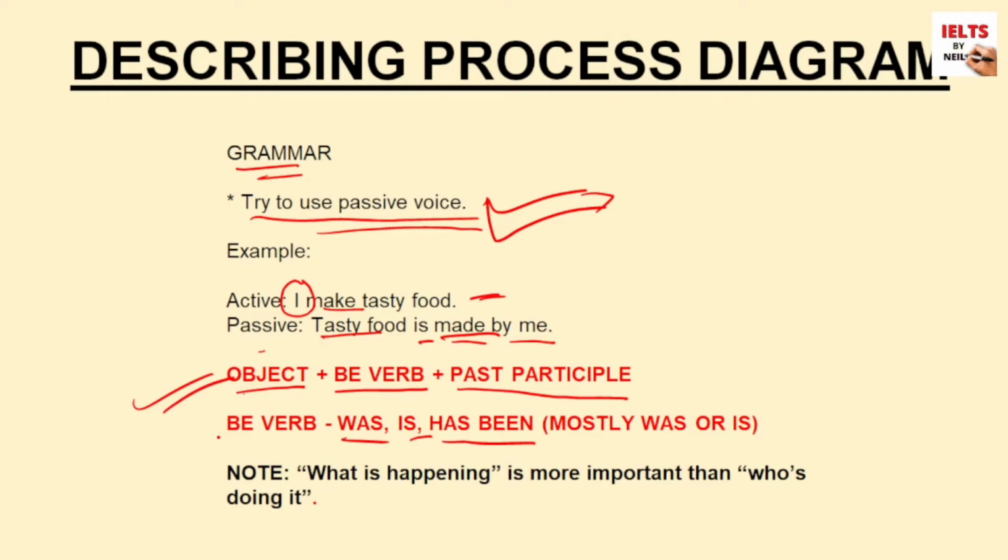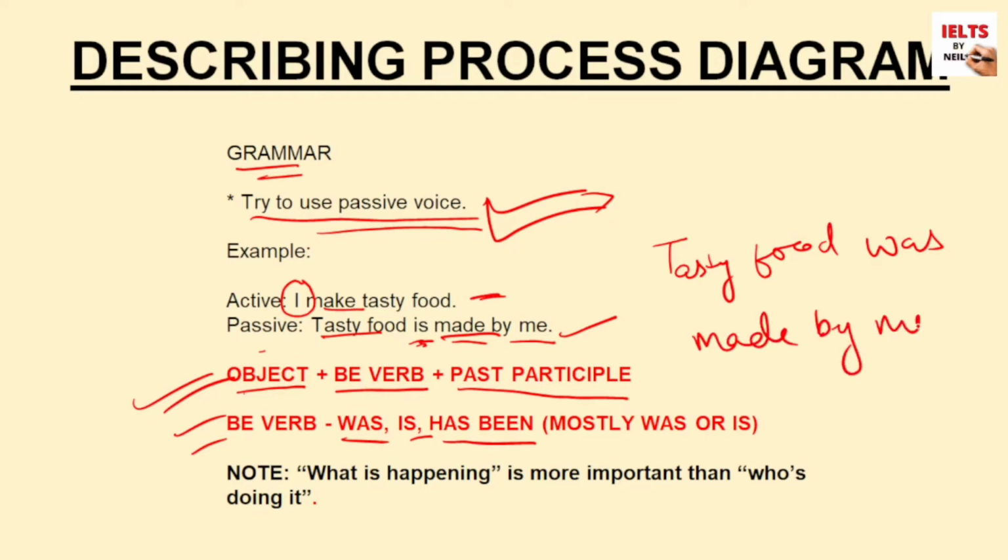And these are your be verbs here. Mostly you have to write the process diagram by using either is or was. For example, tasty food is made by me. Or if it's a past tense, or if the process that is given took place in the past, then you have to write tasty food was made by me. So everything remains the same, it's just this be verb that changes.